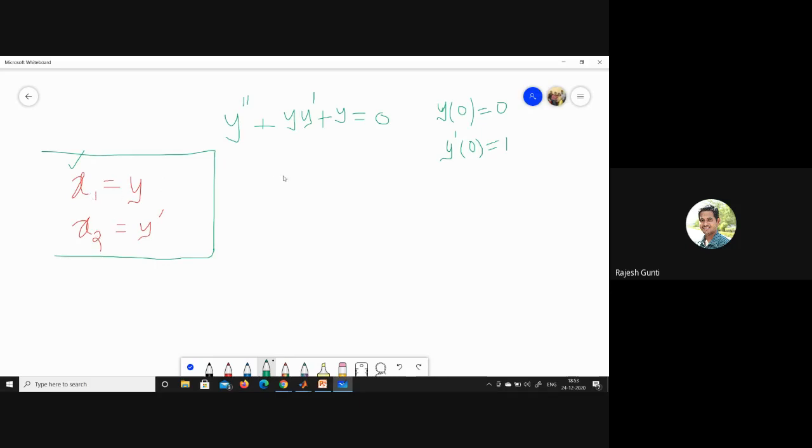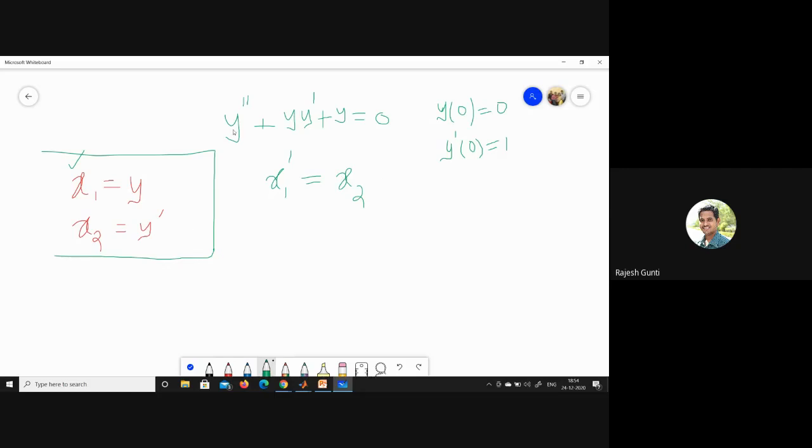Suppose x1 is equal to y. What is x1 dash? x1 dash is y dash, and y dash is nothing but x2. Is it clear for you? So x1 dash is equal to x2. This is one equation.